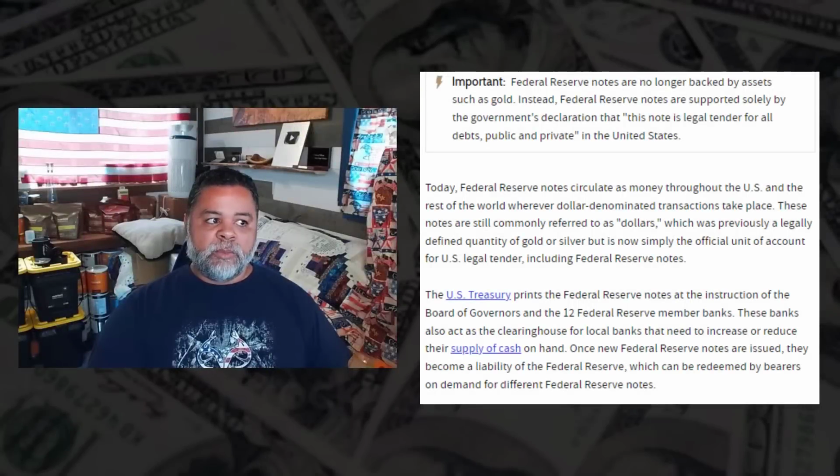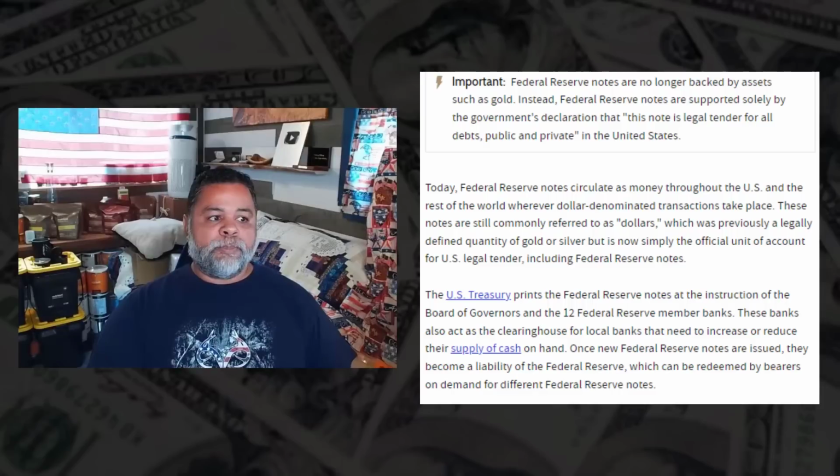And listen to this, ladies and gentlemen. Today, Federal Reserve notes circulate as money throughout the U.S. Well, they just told us that it's not real money. And the rest of the world, wherever dollar-denominated transactions take place, these notes are still commonly referred to as dollars, which they are not dollars. They are notes, a debt instrument, which was previously a legally defined quantity of gold or silver, but is now simply the official unit of account for U.S. legal tender, including Federal Reserve notes. So what they're pretty much telling you so far is that these things are worth nothing. They're worth only the paper that the ink is printed on.